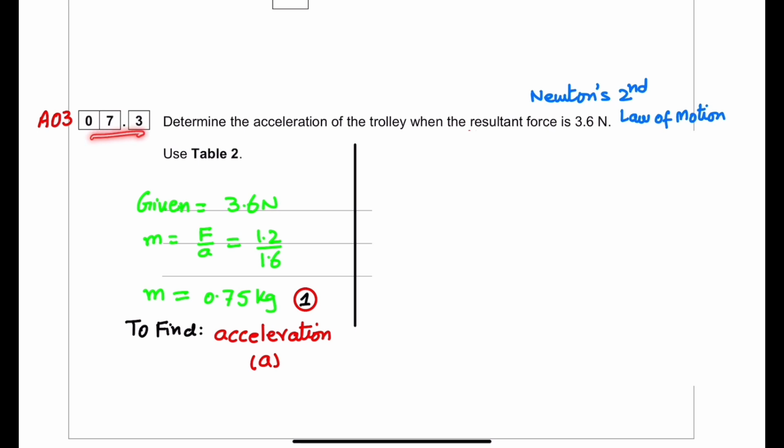7.3 is an AO3 question, and this question is from Newton's second law of motion. Determine the acceleration of the trolley when the resultant force is 3.6 newton. Use table number 2. We will explain this question by two different methods. We need to use table number 2 and calculate the acceleration produced due to the force of 3.6 newton.